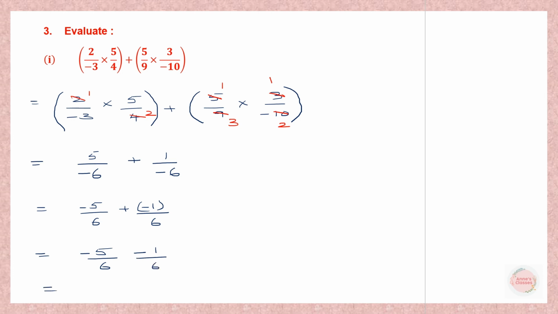Now here the denominator is the same. So we can write the same numerators also, minus 5 minus 6. Signs are the same. Put the same sign and add 5 plus 1 is 6. Denominator is 6. Now 6 by 6 is 1. So the answer is minus 1. So this is the answer to our first question.